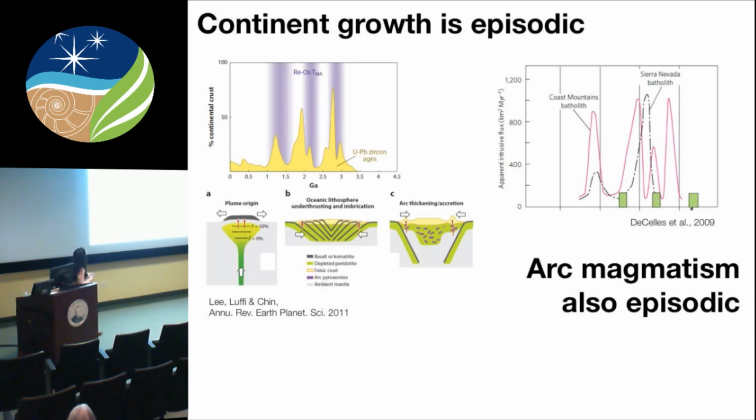So here's a plot of the apparent intrusive flux versus age. Sorry, there should have been age here. These are for two different batholiths, the Coast Ranges batholith in North America and the Sierra Nevada batholith, and then the Andes is all shown here. But you can see that the magmatism occurs in these distinct pulses, where for a short, maybe 10 million year window of time, we get a high flux of magmatism, and then it just shuts off abruptly. And we don't know why the arc magmatism is episodic.